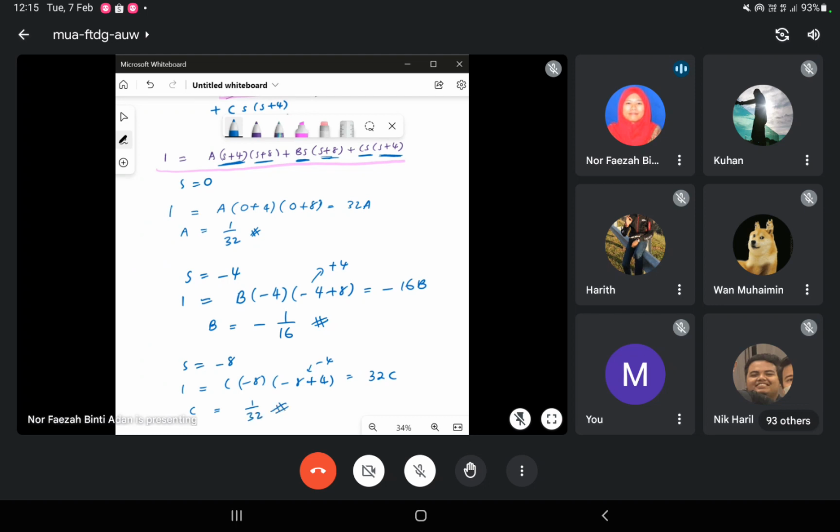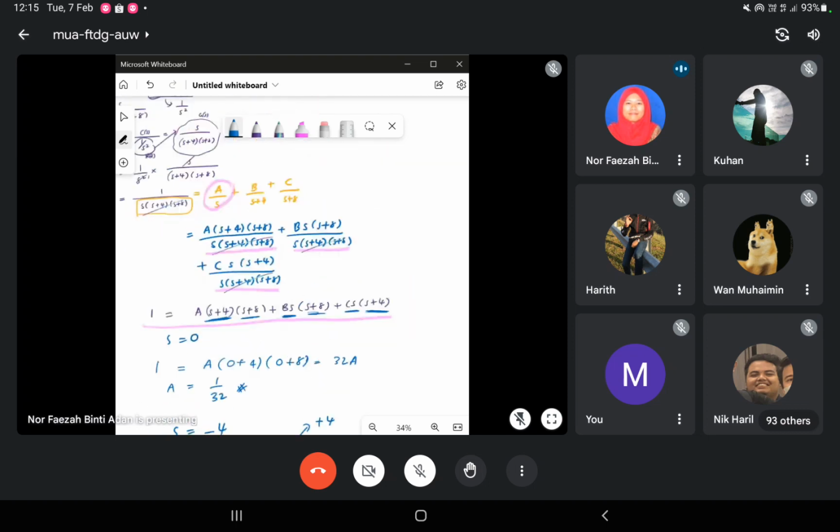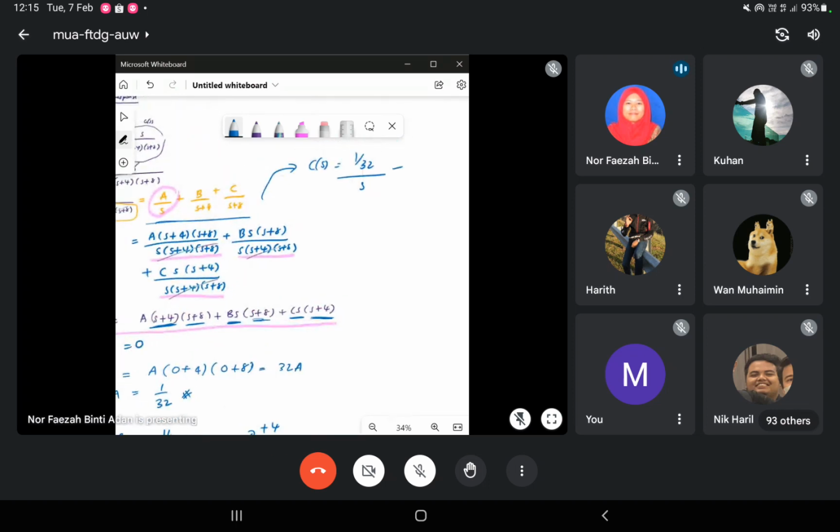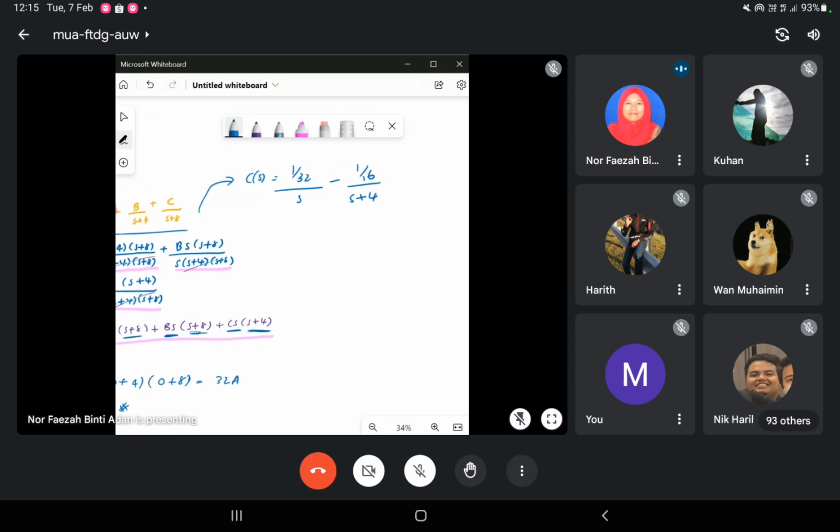Now you have all of the terms A, B dan C. So letak balik dalam equation tadi, equation awal yang you ada, which is this. So substitute again. So A equals to 1/32 over S, and then you punya B adalah -1/16 over S tambah 4, and then you punya C adalah 1/32 over S tambah 8. So bila dah sampai step sini, kita buat apa? Refer table, then you akan dapat jawapan.